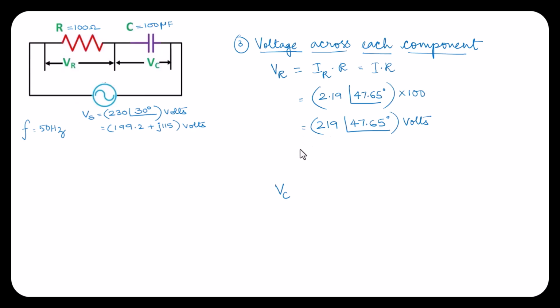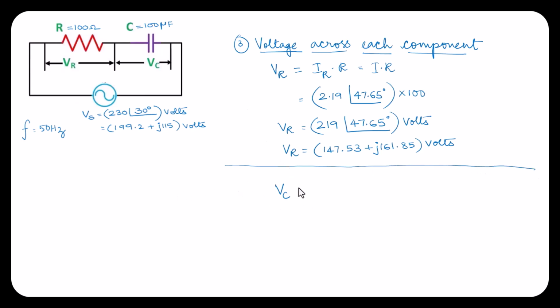If I write this in rectangular form, it will be 147.53 plus J 161.85. As I told before, it is better to write all the answers in both rectangular form as well as polar form. Next we have to find out the voltage across the capacitor.